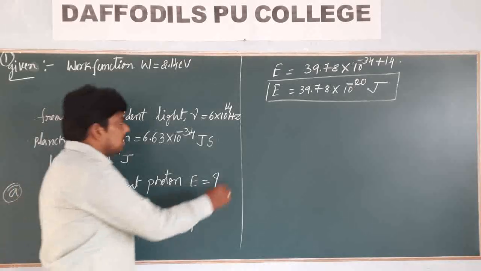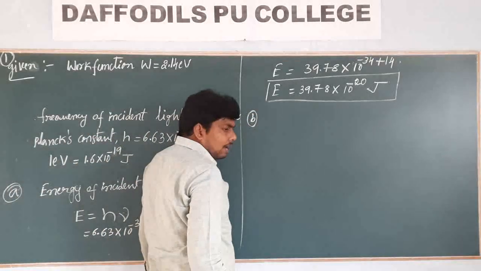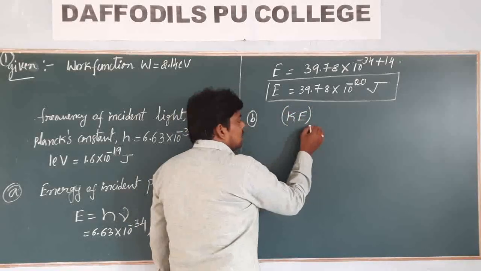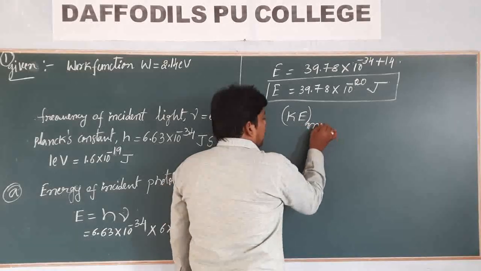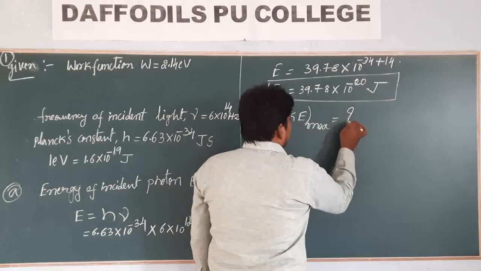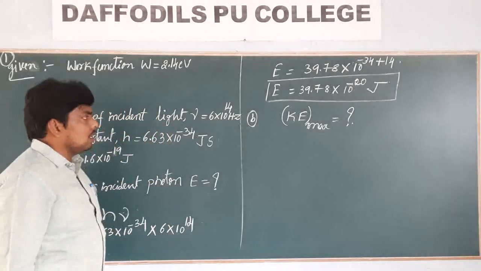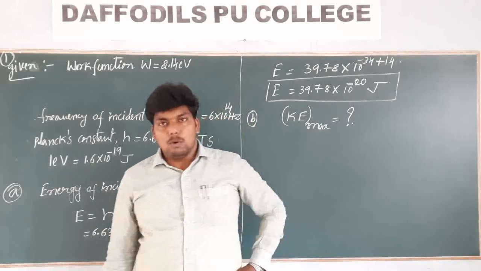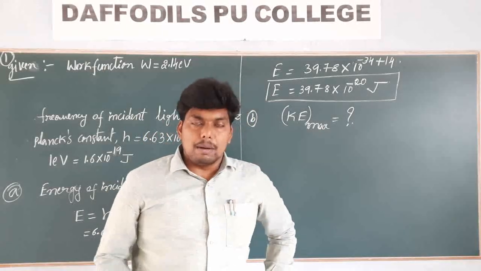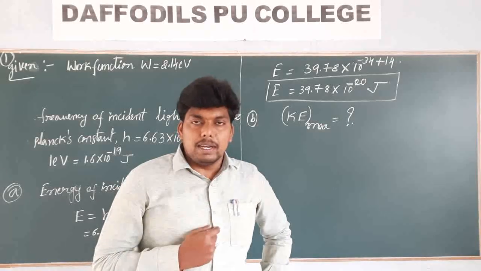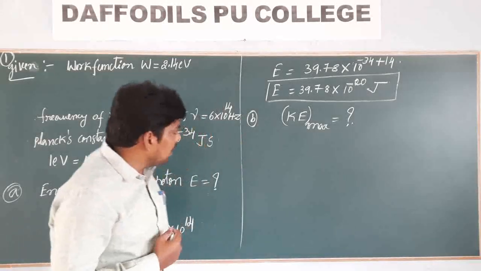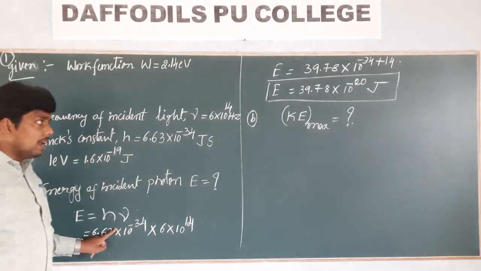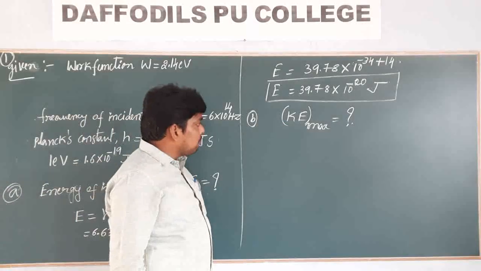The second one is the B. We have to calculate the maximum kinetic energy of the photoelectron. Is there any formula to calculate the kinetic energy? You may think that we can use half m v square. Yes, mass m is the mass of the photoelectron, v is the speed of the photoelectron. Have they given the v here? No, they didn't give.